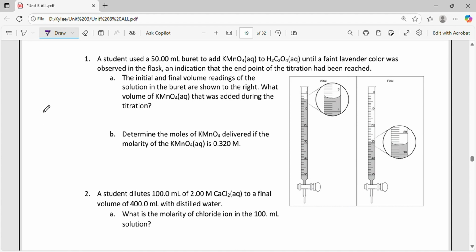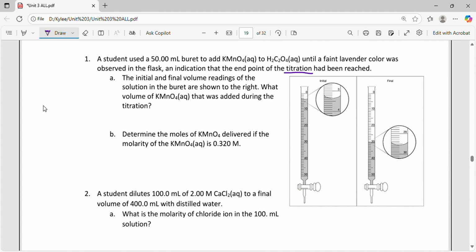It says a student used a 50 milliliter burette to add potassium permanganate to vinegar until a faint lavender color was observed in the flask, an indication that the end point of the titration had been reached. We'll talk more in Unit 4 about titrations. The initial and final volumes of the readings of the solution are shown to the right.